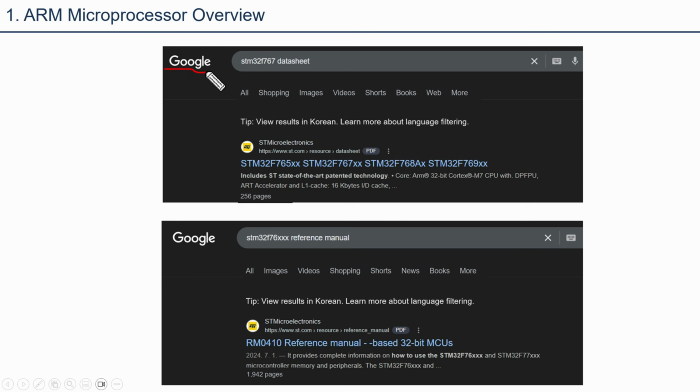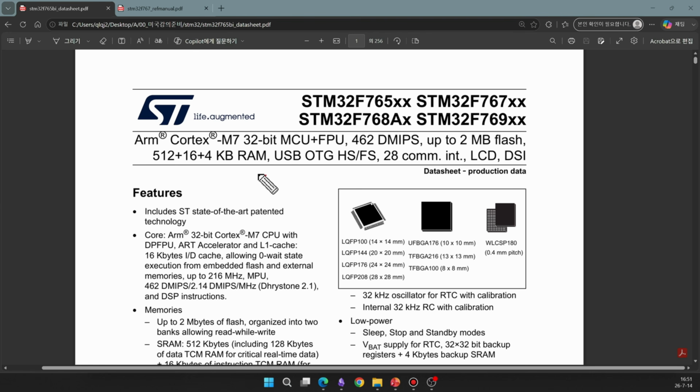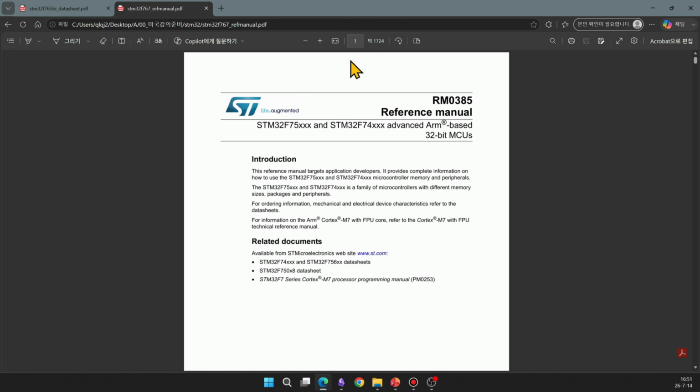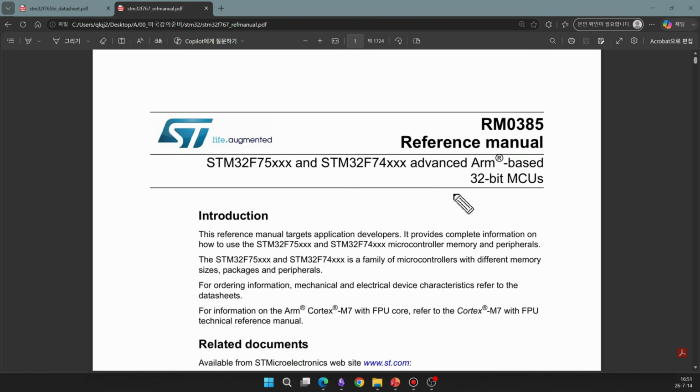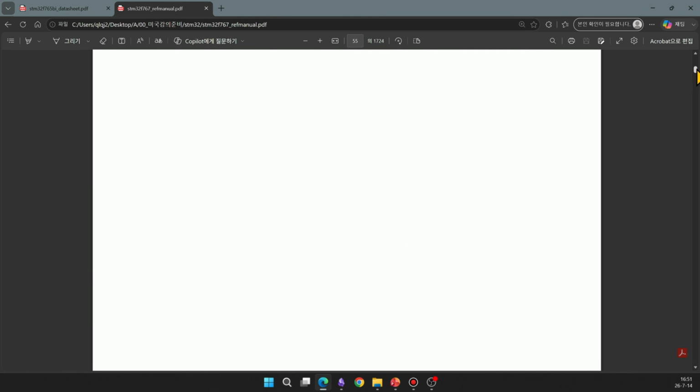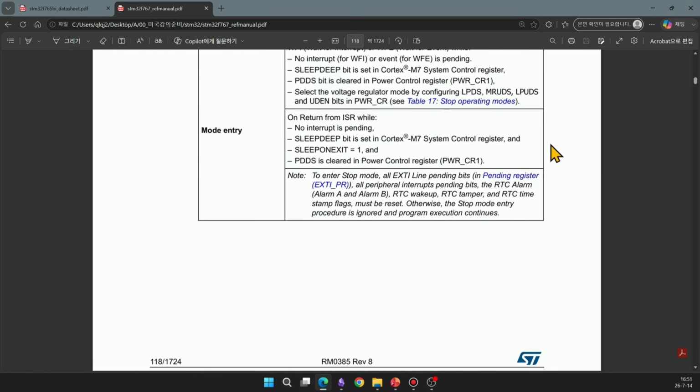To begin, if you search on Google for the STM32 F767 datasheet and its reference manual, you'll be able to download both PDF documents. So what you're looking at right now is the datasheet. The datasheet goes up to 256 pages. The reference manual, which you see here, goes all the way up to 1,724 pages. The truth is, there are indeed many, many pages. Consequently, attempting to meticulously read through all of them would be quite an undertaking, perhaps even impractical.